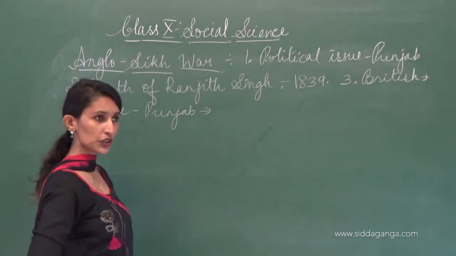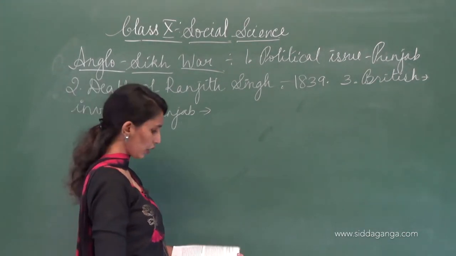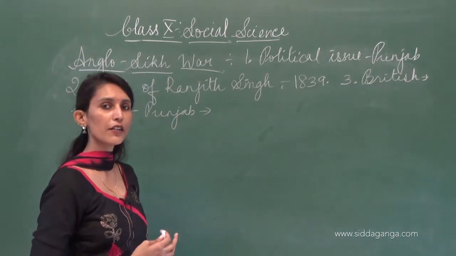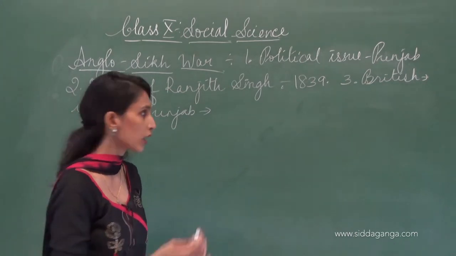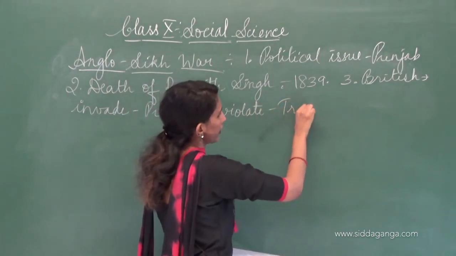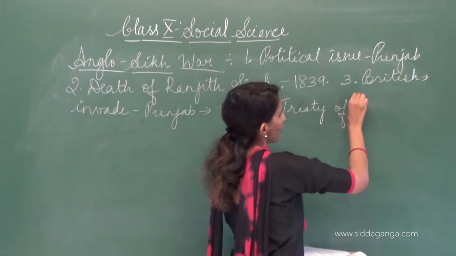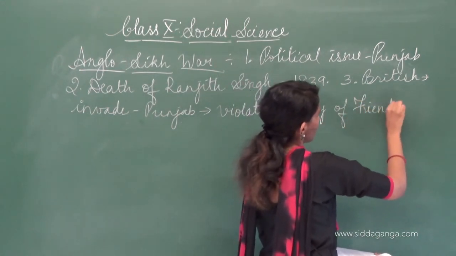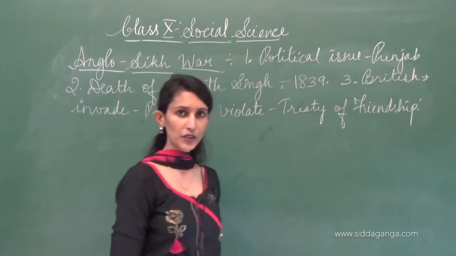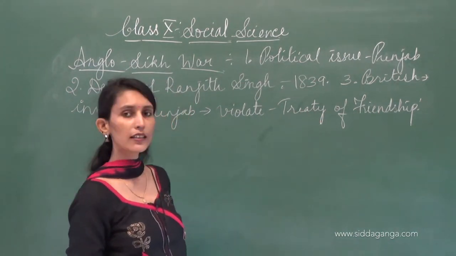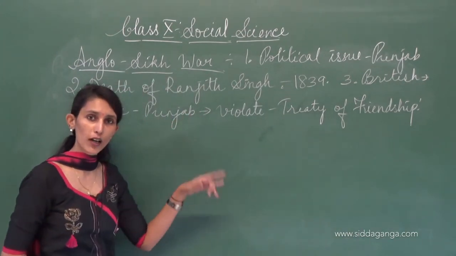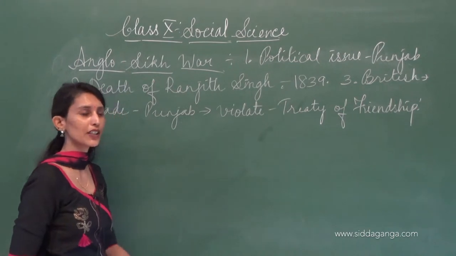Now, they wanted to invade Punjab, and they wanted to violate this treaty of friendship. They didn't want to have the treaty of friendship anymore. So what did they want to violate? The treaty of friendship. Now, you must remember, they had this treaty of friendship with Ranjit Singh. They wanted to violate this, and the Anglo-Sikh War began with this kind of thing that the Britishers did.